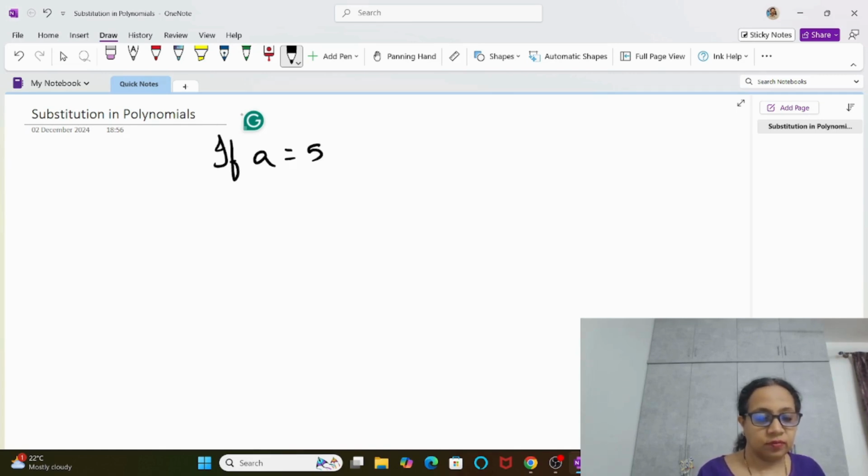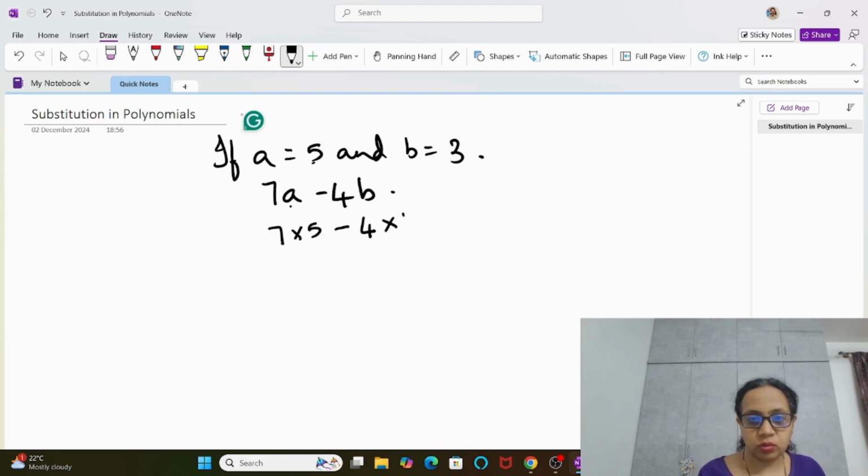If A is 5 and B is 3, find the value of 7A minus 4B. So wherever you have A, you should replace it by 5, and wherever you have B, you should replace it by 3. So 7A is 7 into 5 minus 4 into 3. 7 5s are 35 minus 12. So the answer is 23.